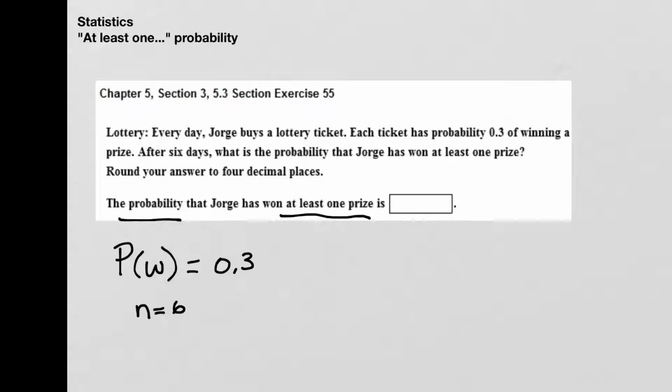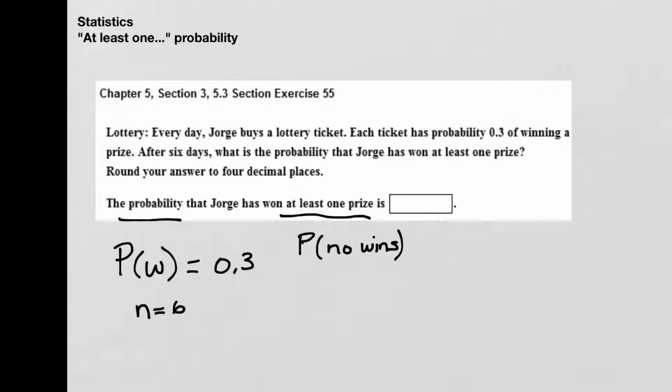What's much easier is instead of saying what's the probability he won at least one, what's the opposite of that, is the probability that he won nothing at all. So that's what I'm going to calculate first. So I'm going to find the probability of no wins in 6 days.